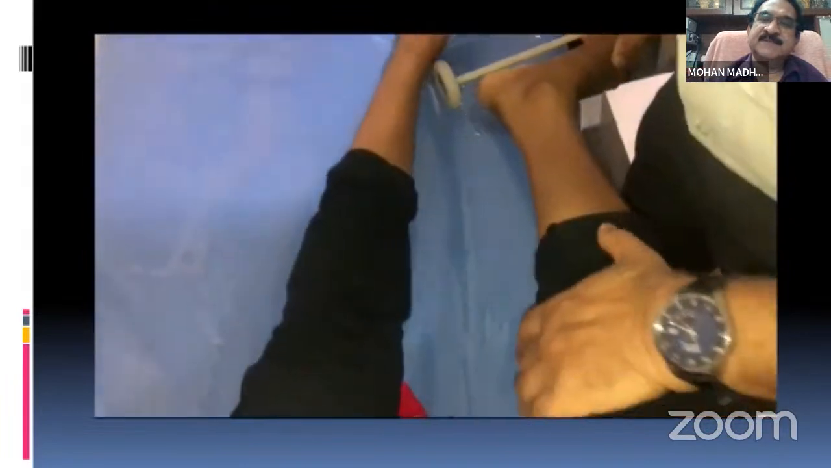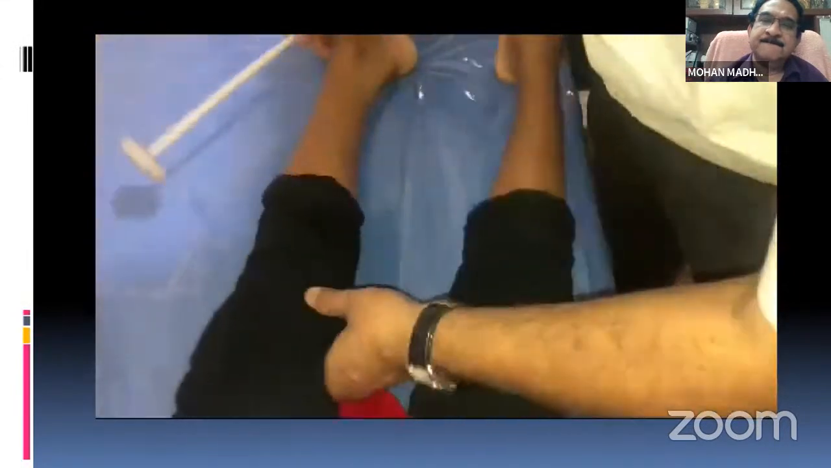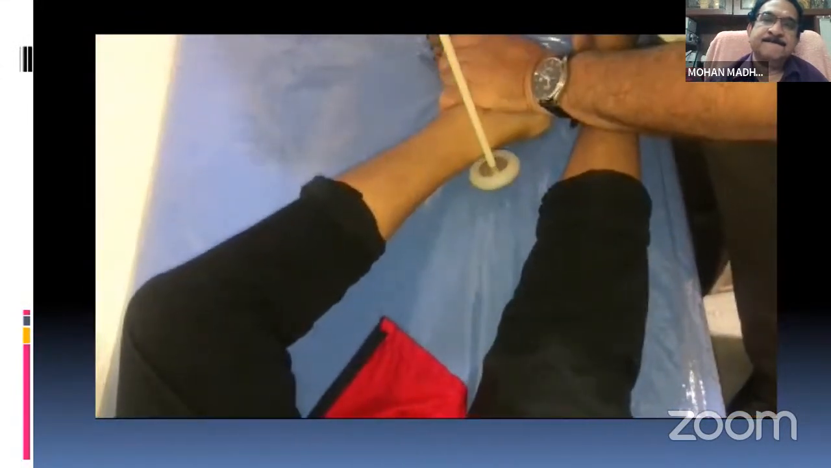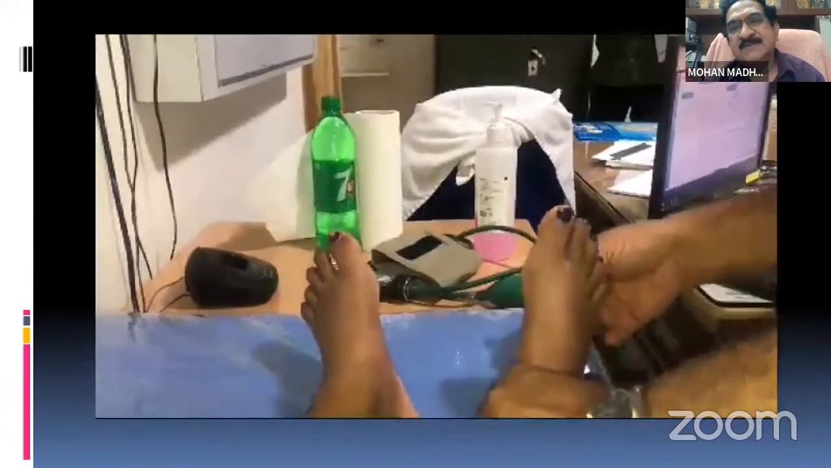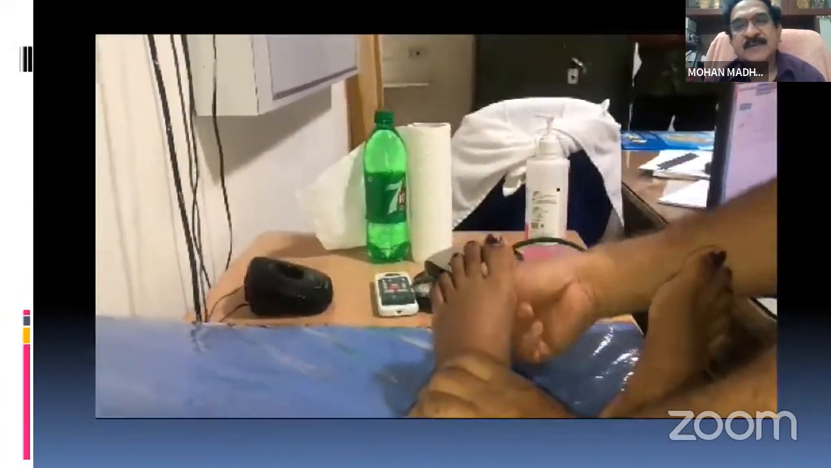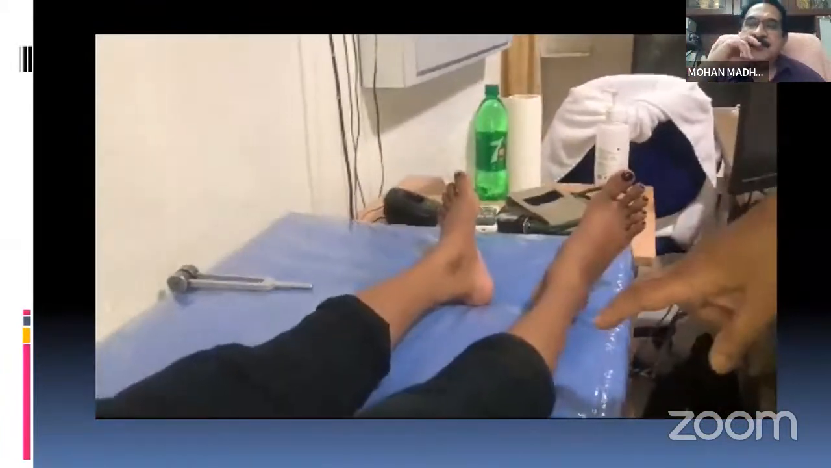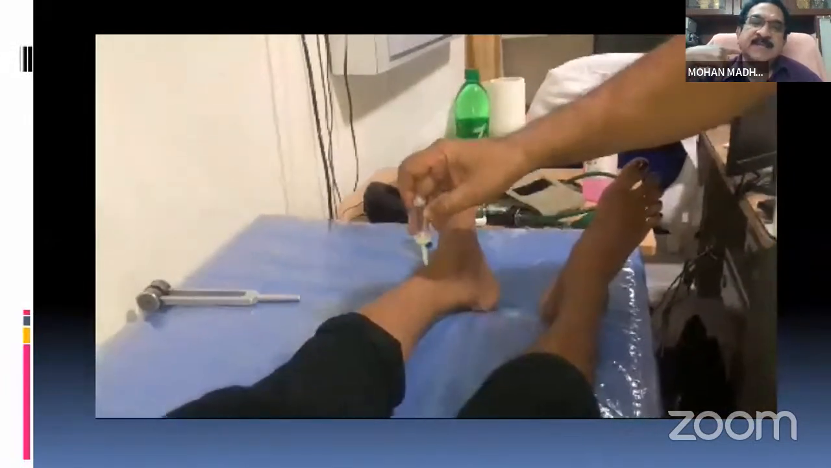Ankle jerks were absent. On the right, indifferent. The left side seems to be upgoing occasionally. That is upgoing. Well, you can argue about whether it's correct or wrong, but I'm not very sure. The sensations are all normal. No sensory level anywhere.